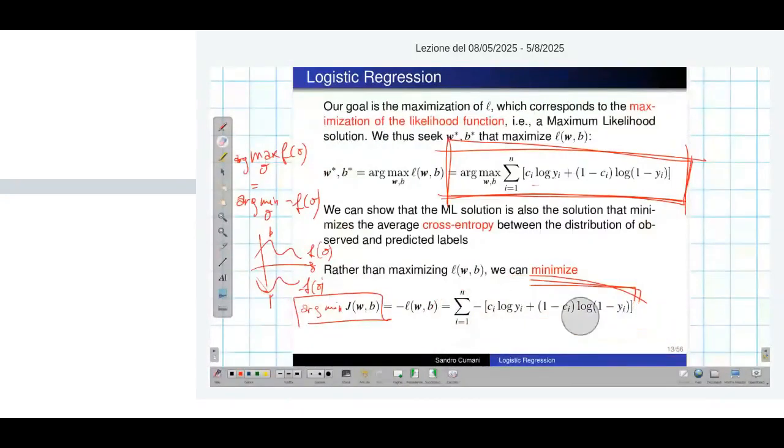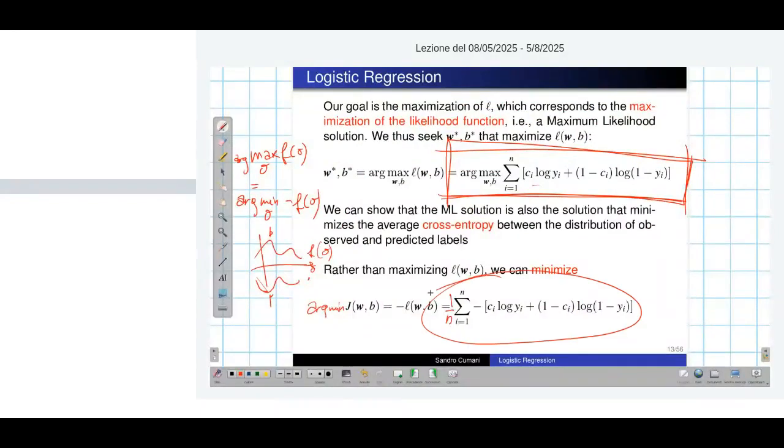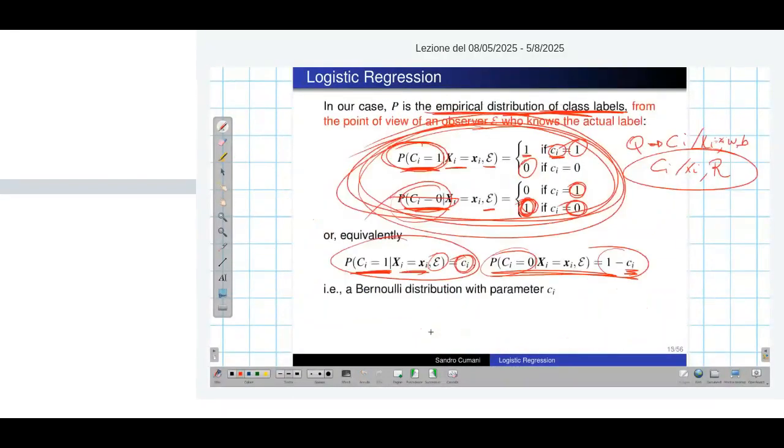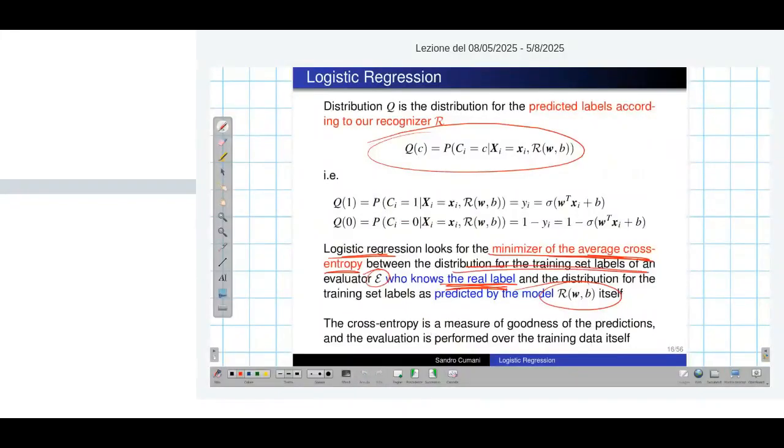And why do I use average rather than sum? Because minimizing this function is equivalent to minimizing the function where I put 1 over n in front. 1 over n is a constant, so if I divide the value of the function by n, it will not change the minimizer. So I can consider minimization of this expression as minimization of the average cross entropy between the distribution given by our model and the actual empirical distribution of the data, of the training set.